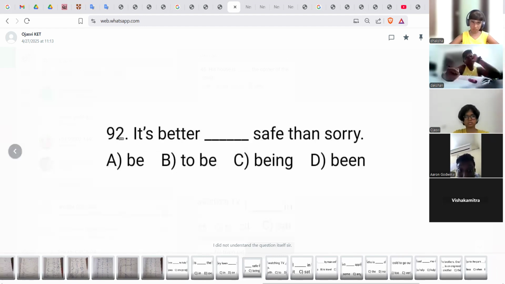Aaron, the next one. It's better dash safe than sorry. It's better to be safe than sorry. You want it to be, Ojashvi here. It's better to be safe than sorry. It's not 'it's better be safe than sorry'. The answer is going to be B.